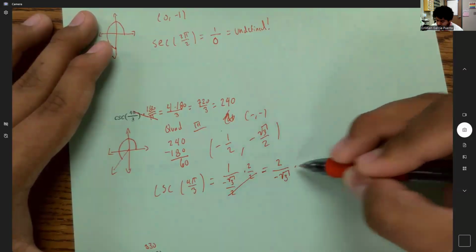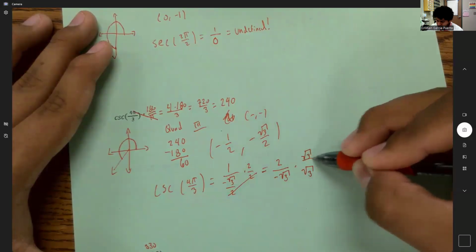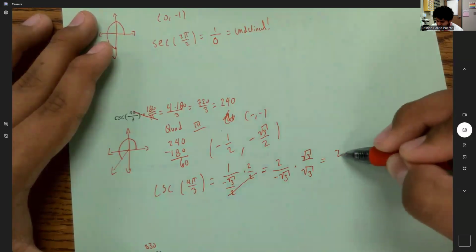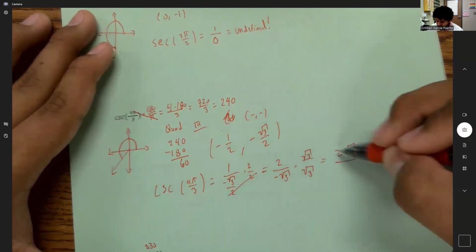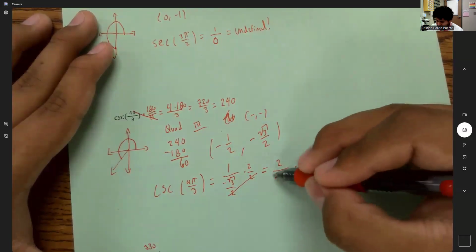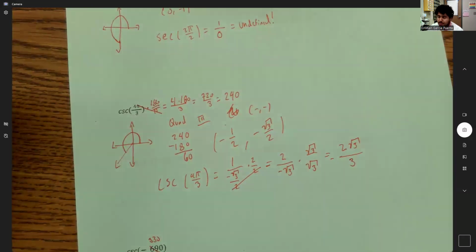Now, to get rid of the root 3, you're just going to multiply both the top and the bottom by root 3. So on top, 2 times root 3 is just 2 root 3. On the bottom, root 3 times root 3 is just 3. And since you have this negative from earlier, just put it in the front and you're done. And that is your answer.